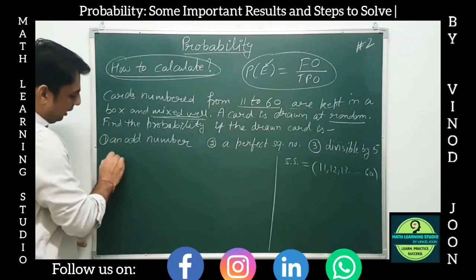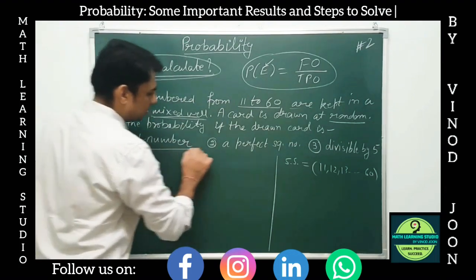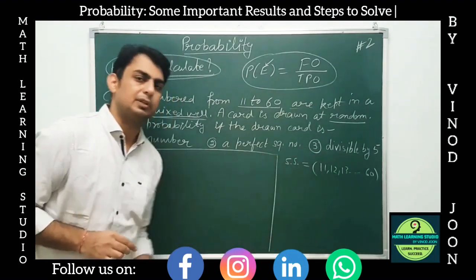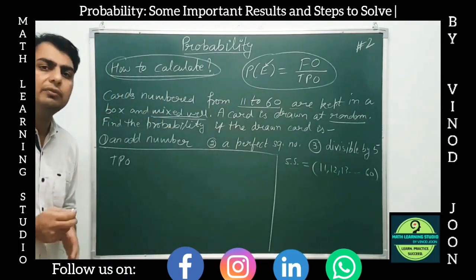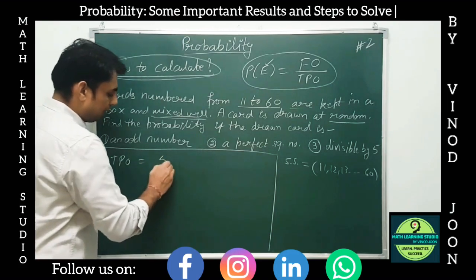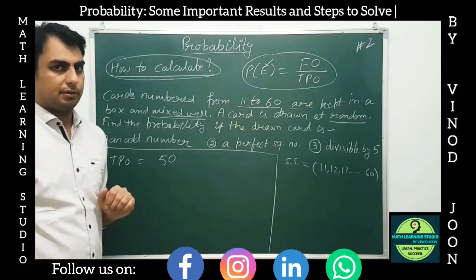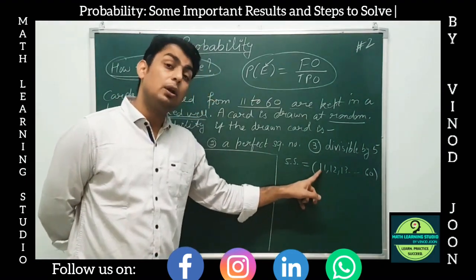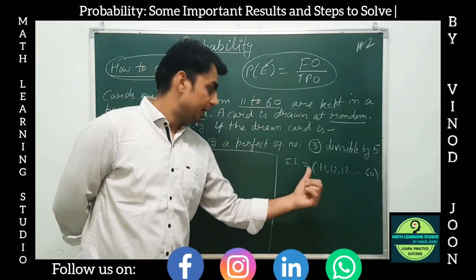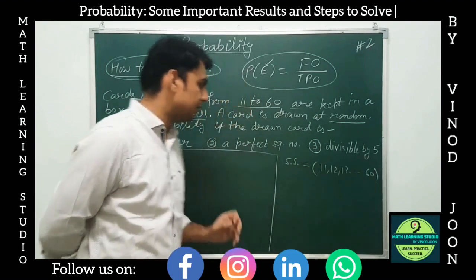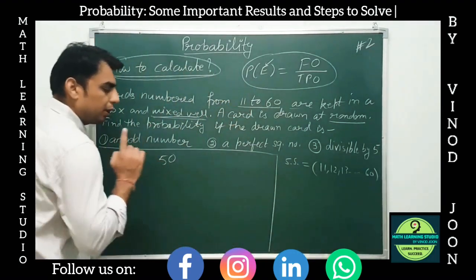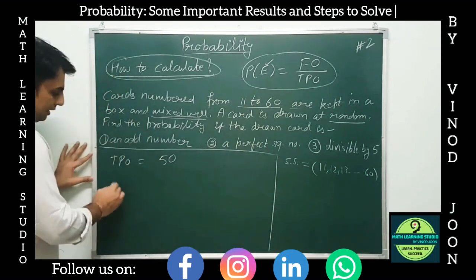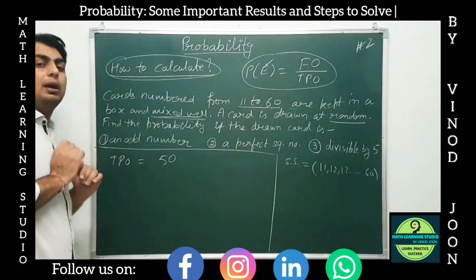Then the second thing we need is the total possible outcomes for this experiment, or from this sample space, we need the total possibilities. How many will there be? There will be 50 possibilities. You may be thinking 60. No, it will not be 60, because there is no number from 1 to 10. It is starting from 11 going till 60. So there will be 50 total possible outcomes. Alright. Next is what? Next we need the favorable outcomes.